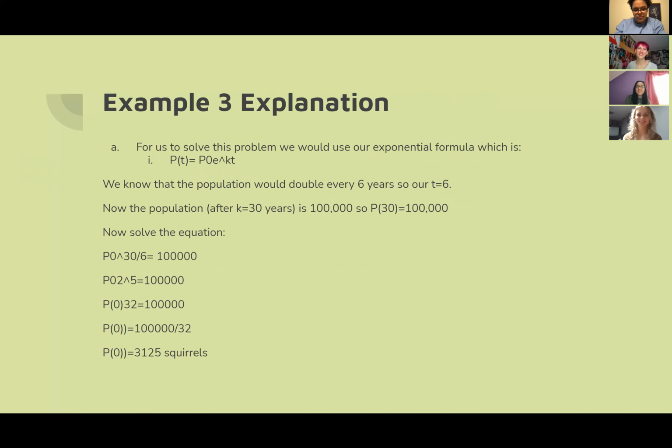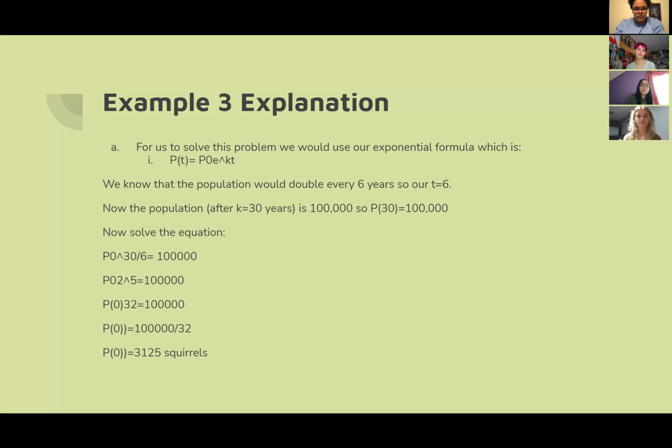Example 3 explanation. For us to solve this problem, we would use our exponential formula, which is P of t is equal to P sub 0 e to the power of k times t. We know that the population doubles every 6 years, so our t would equal 6. Now the population after 30 years is 100,000, so P of 30 is equal to 100,000. Now let's solve our equation.